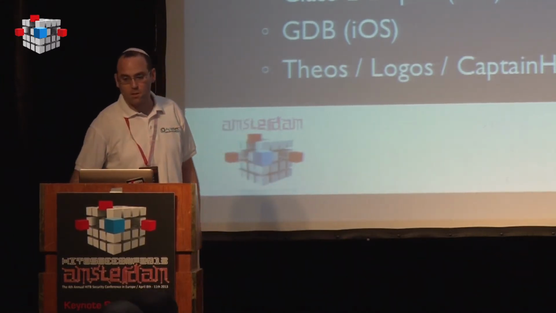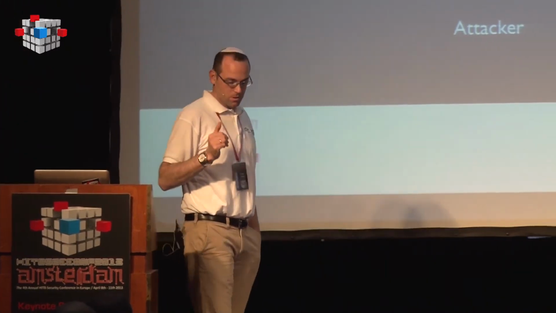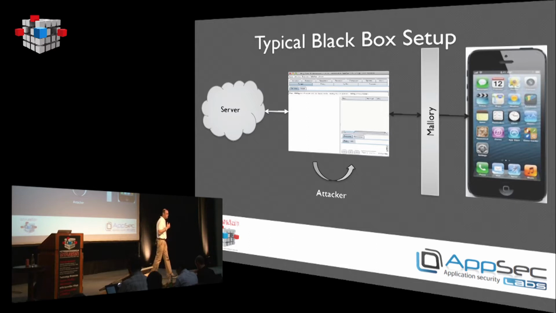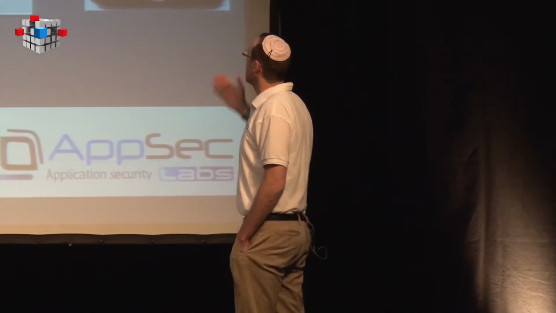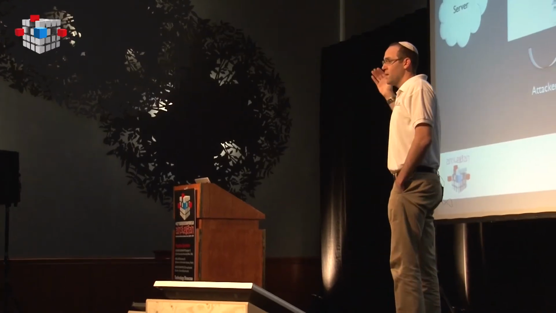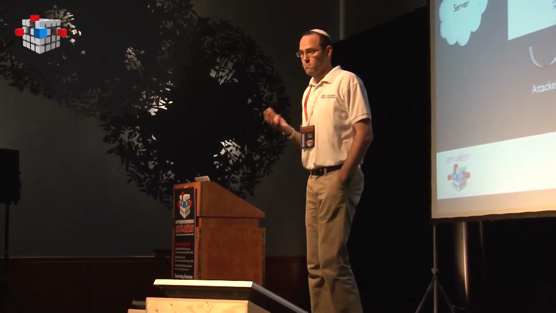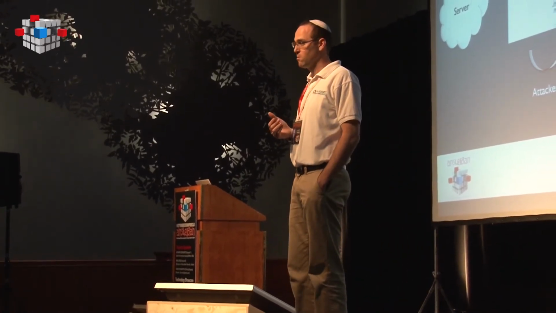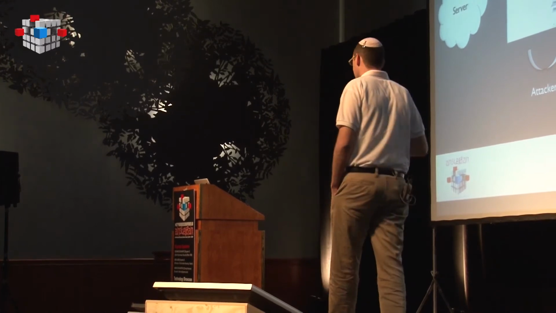So if we're having a look at the typical setup for a black box test, we see something similar to this specification. We have the mobile device. It sits around a Mallory or other TCP rerouting scheme. We have our proxy or main attacker tool, maybe a scanner, and we have the application talk to the server endpoints via our interception and examination. Okay, this is nothing new. This is a normal setup.